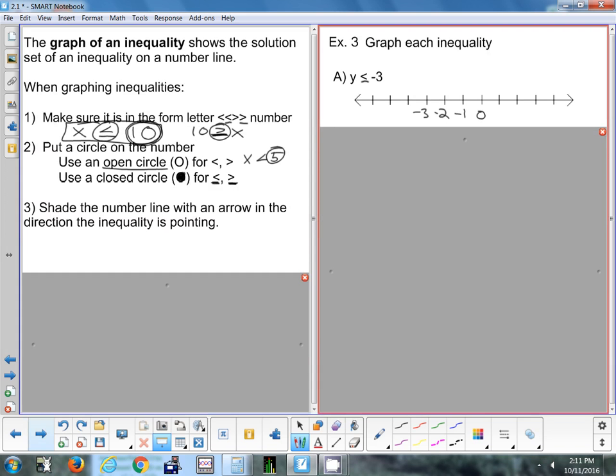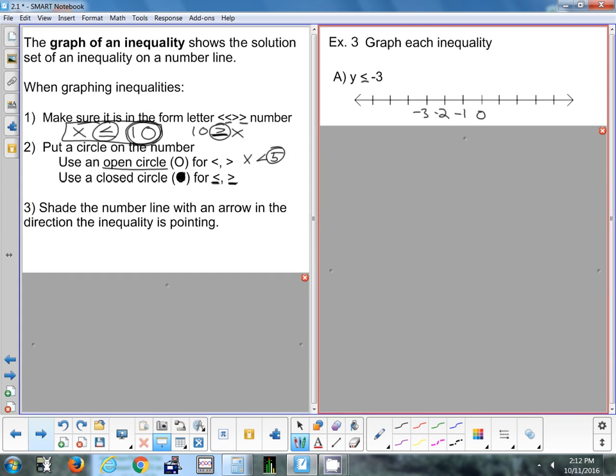All right. So is my inequality set up the way that it should be? What do you think, Kai? Yeah, this looks good, right? I have a letter, symbol, number. It's exactly what I want. Letter, symbol, number. Now I have to decide, should I do an open circle or a filled in circle? Liam, what kind of circle do I need?